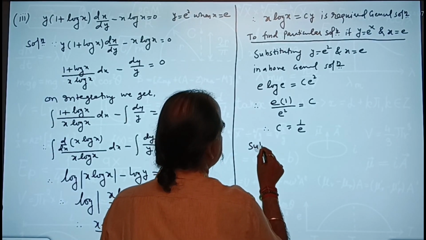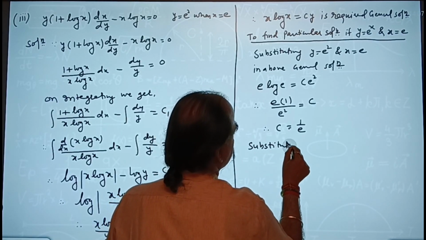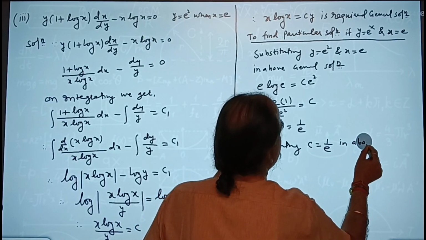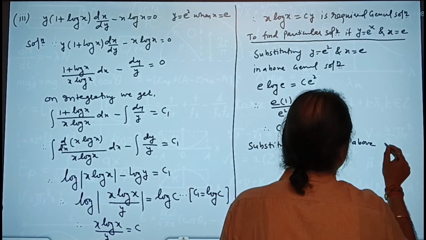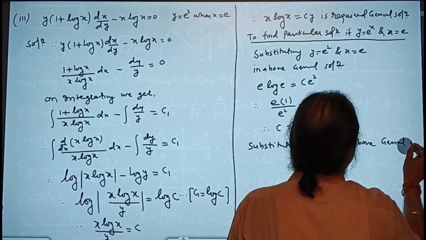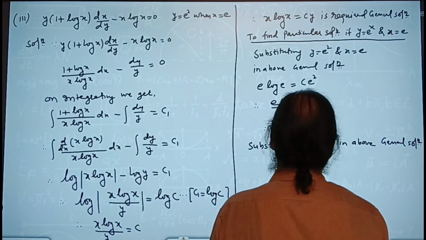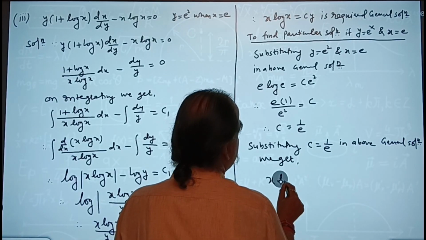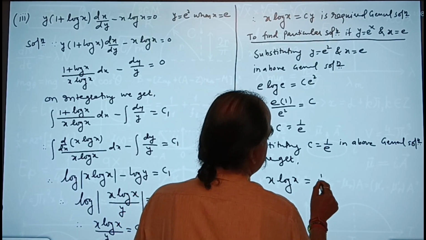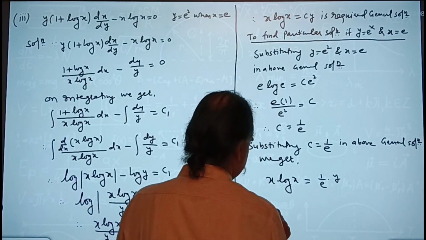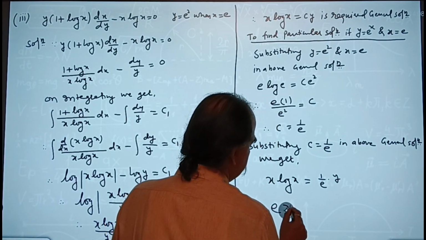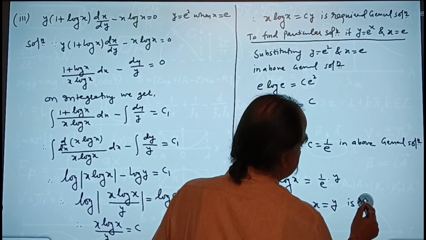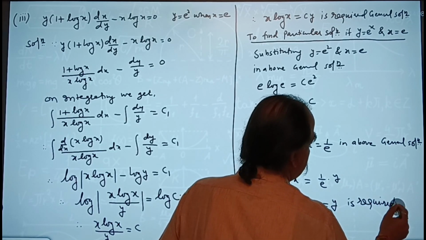Substituting c is equal to 1 upon e in above general solution. We get x log x is 1 upon e into y, or e into x log x is y, is required particular solution.